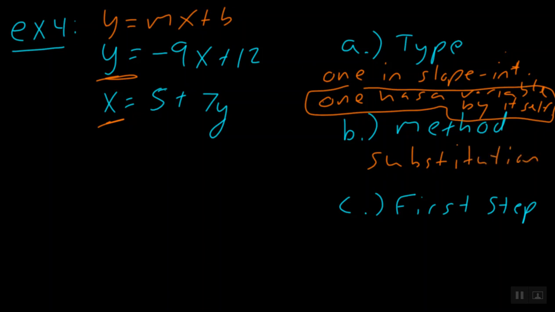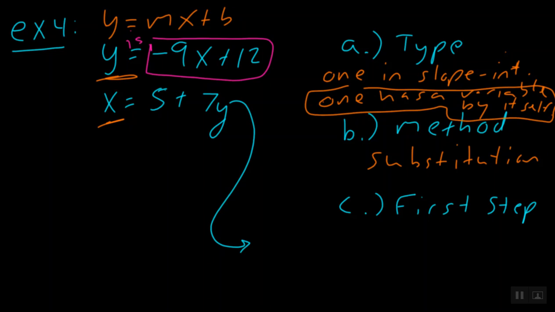Now, you will recall, we get to choose, in this case, which one we want to plug in. So for example, let me do this one a little bit different this time. If y equals negative 9x plus 12, that's another way of saying that y is negative 9x plus 12. So we can actually rewrite this very first equation as x equals 5 plus 7. And if I were to ask you, well, what is y? You would say that y is negative 9x plus 12. And that's how you would do that very first step there, using substitution.